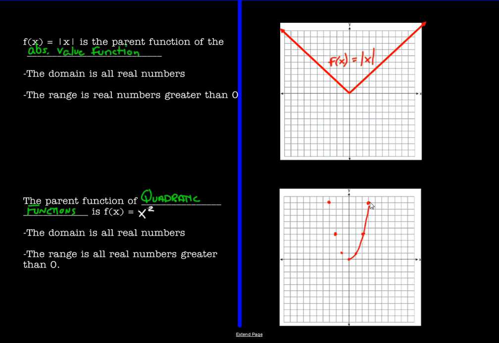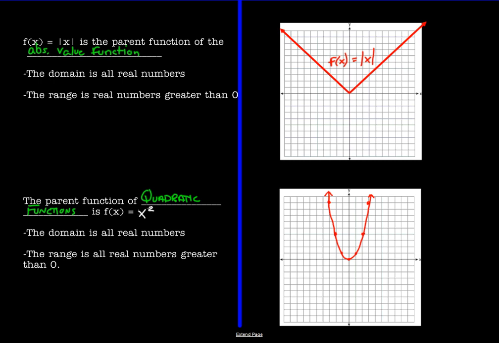And it's tough to draw with this little pen I'm using, but it looks something like this. Okay, that's the general function. Now, we're going to mess with all these parent functions. We call them parent functions because they're the originals. And then all of these are going to have little children or little transformations of their own.